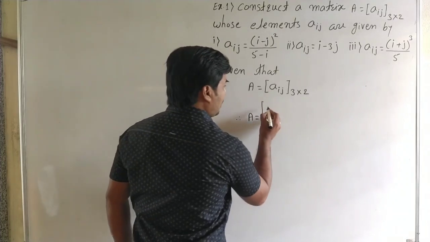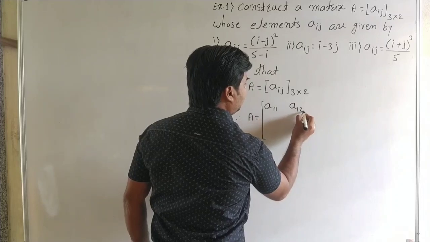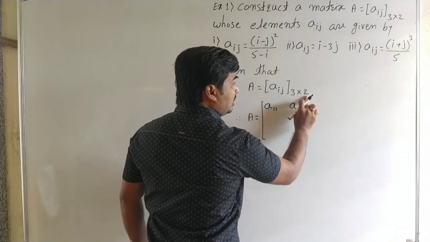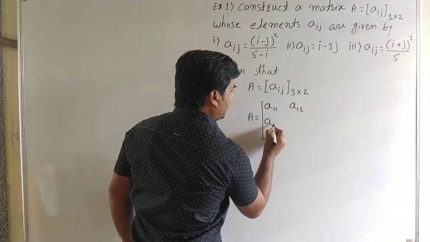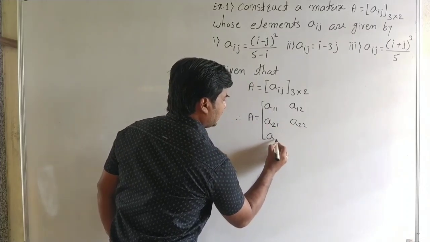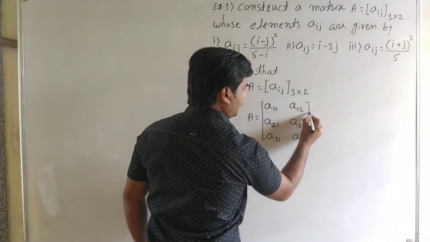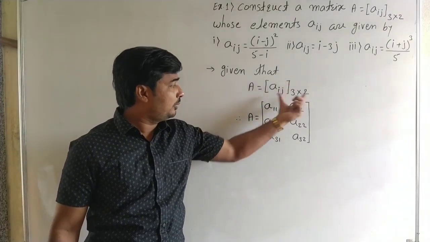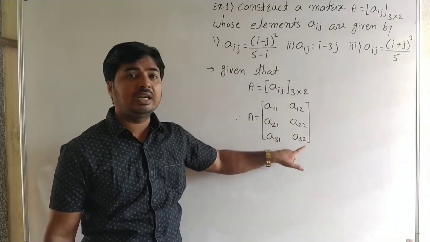Therefore, the first element is a11, a12. It is first row, first column, first row, second column. Here there are only 2 columns. Then a21, a22, a31 and a32. So it is a 3 by 2 matrix. This is a matrix in the general form, a 3 by 2 matrix whose elements are a11, a12, a21, a22, a31 and a32.